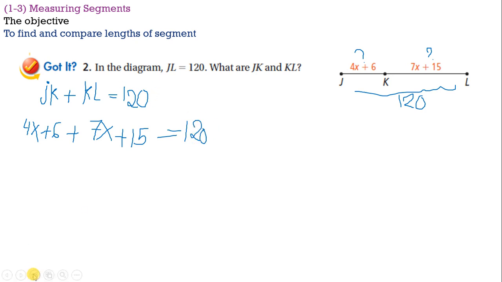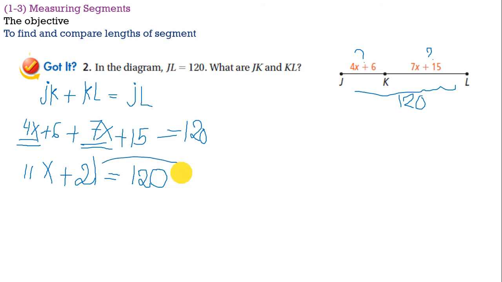Here you can keep it JL. I'm going to write it JL for you because I will make the substitution in the next step. So that is JL, right? Now, let's just combine the like terms, or simplify like terms. So 4x and 7x, you will get 11x. Now 6 and 15, it's 21. That is equal to 120.